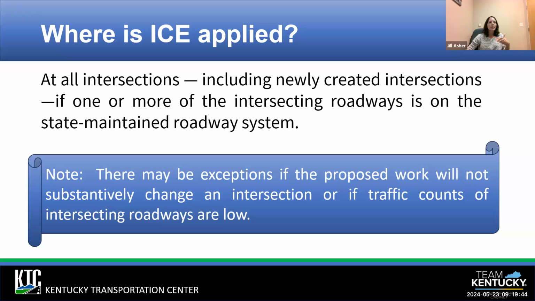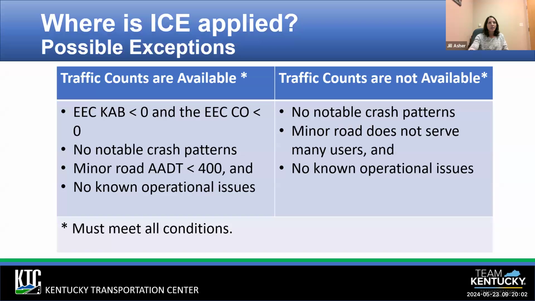And so there are some exceptions. If you're not doing any substantive changes, if you're not changing the intersection's geometry or the control type, or anything like that, you wouldn't necessarily have to do an ICE. And also, if you have volumes on your approach roads that are pretty low, you probably could justify not doing an ICE. And so this is where the possible exceptions are.